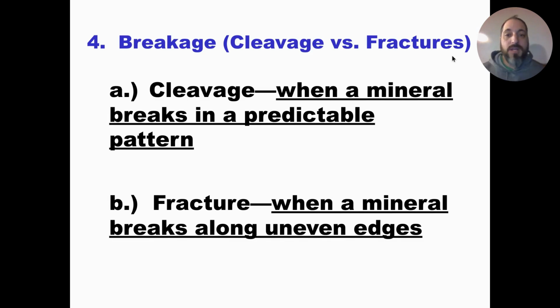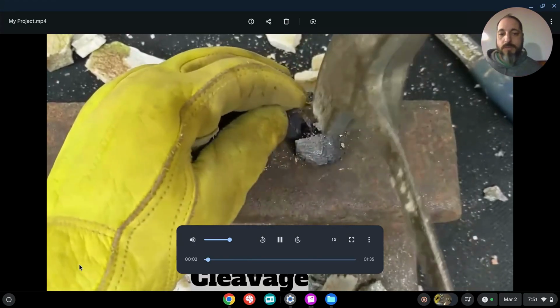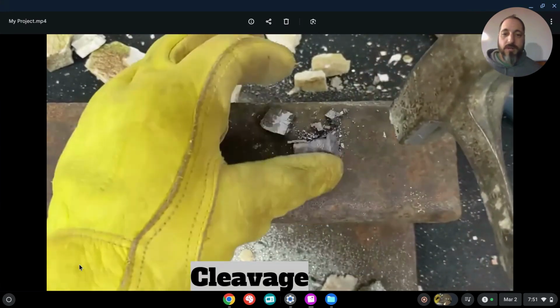All right, now let's look at breakage. So this is cleavage versus fracture. Cleavage is going to be when a mineral breaks in a predictable pattern, and fracture is going to be when a mineral breaks along uneven edges or an unpredictable pattern. All right, so here we go. We got an example of somebody breaking up a chunk of galena.